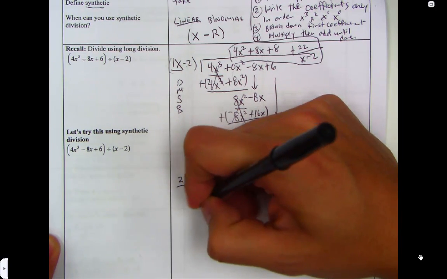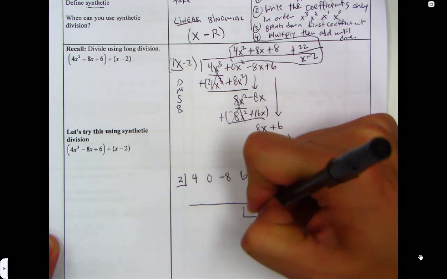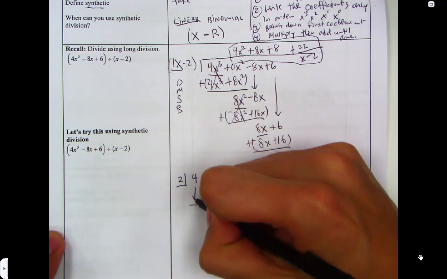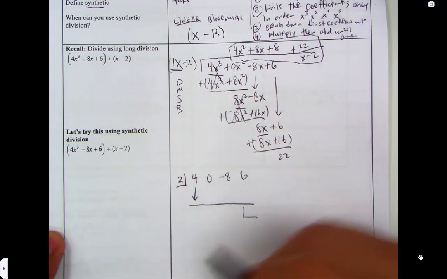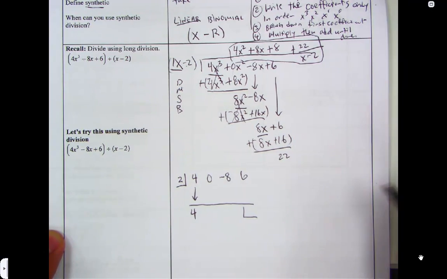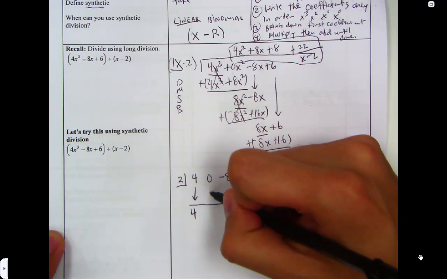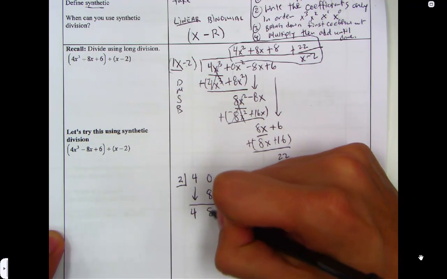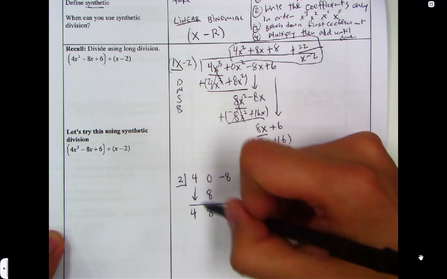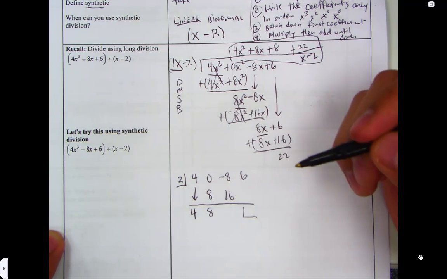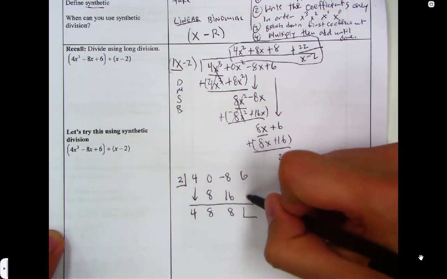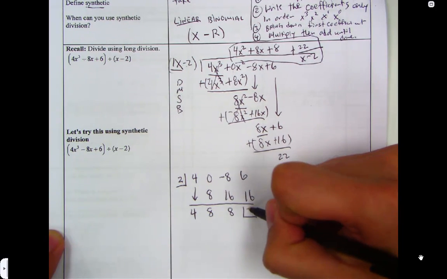I'm going to draw a line right here, and draw a box here. This box is our remainder, the very last one. Okay, so bring down the first one, 4. Multiply the 2 and the 4, and write it here. So 2 times 4 is 8, then add 0 plus 8 is 8. Multiply again, 2 times 8 is 16. Add, that would be 22.